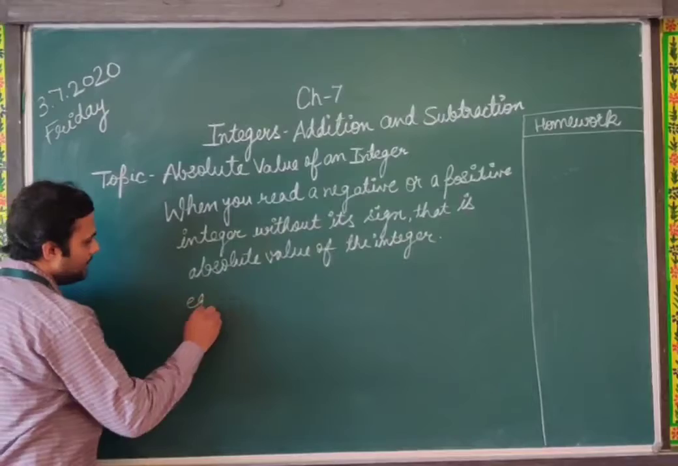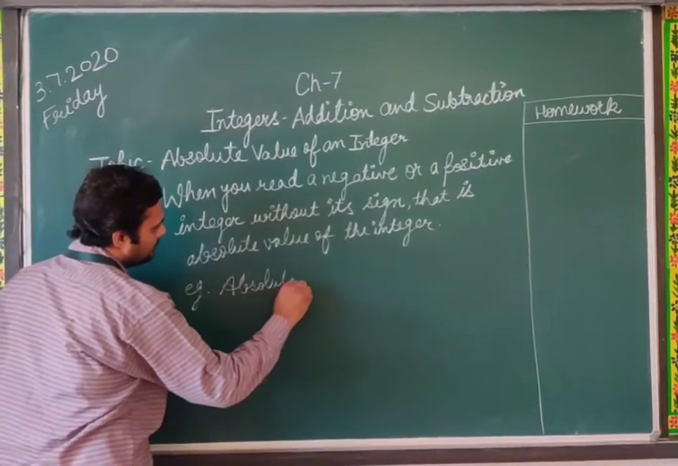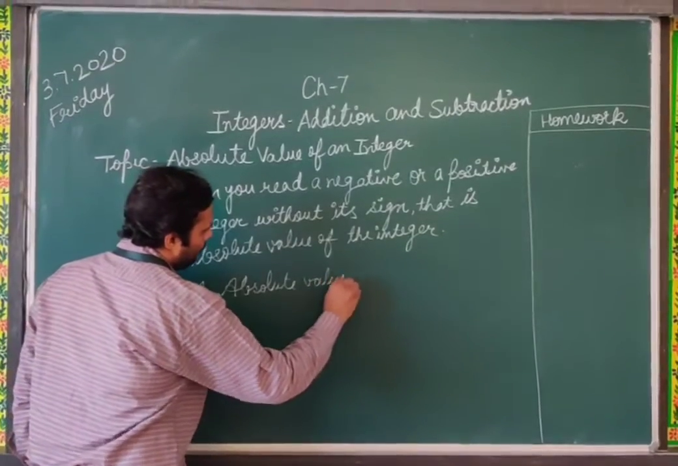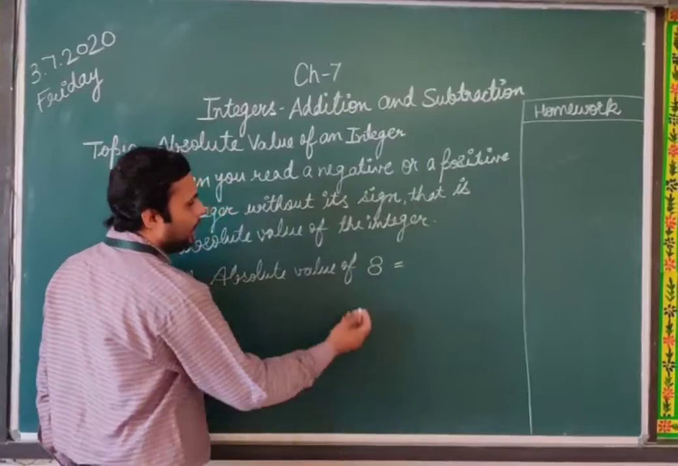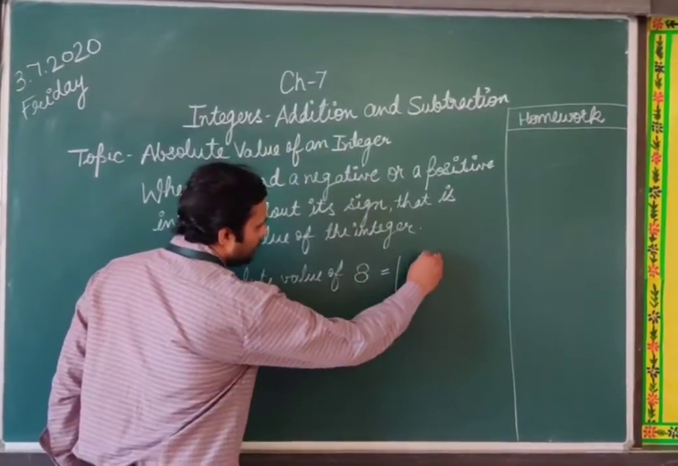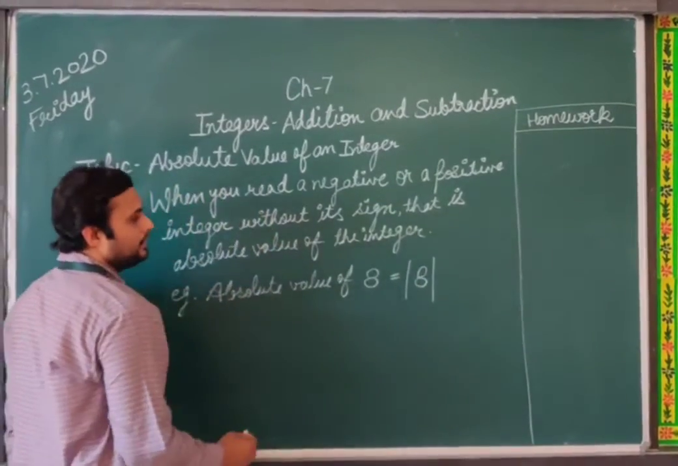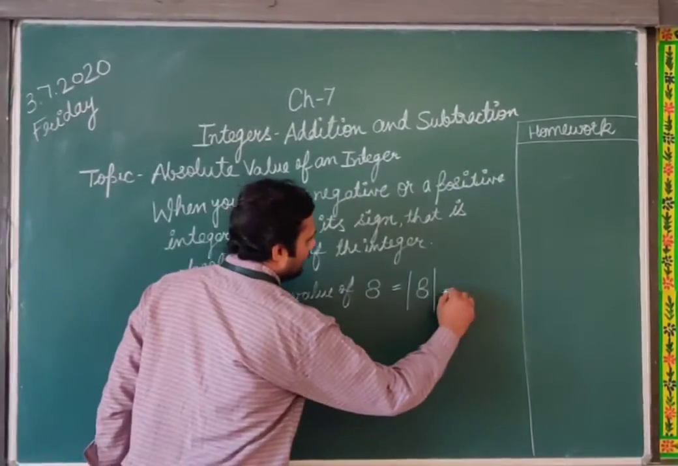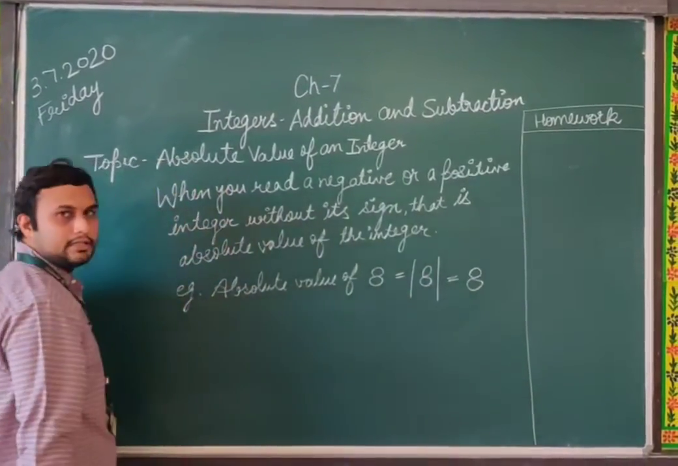Suppose the example, absolute value of 8. So how can we read it? We use two lines and then we put the integer in it and the value will be 8. This is the absolute value of an integer.